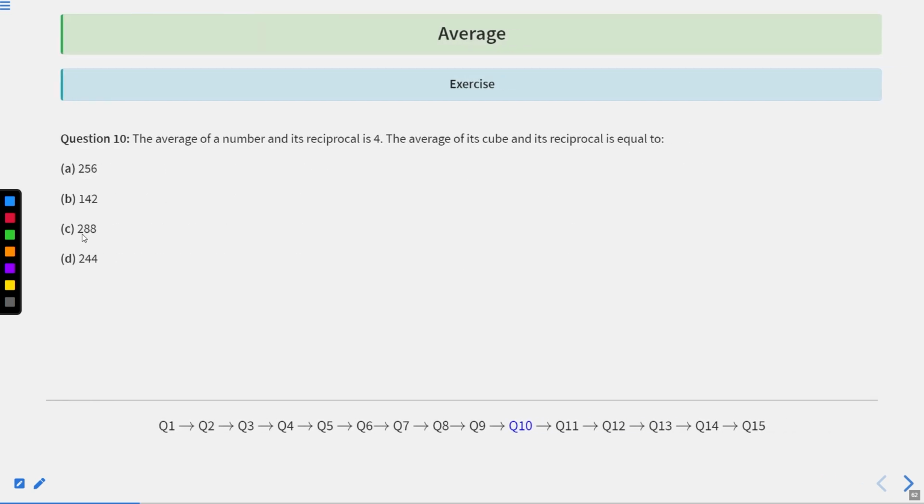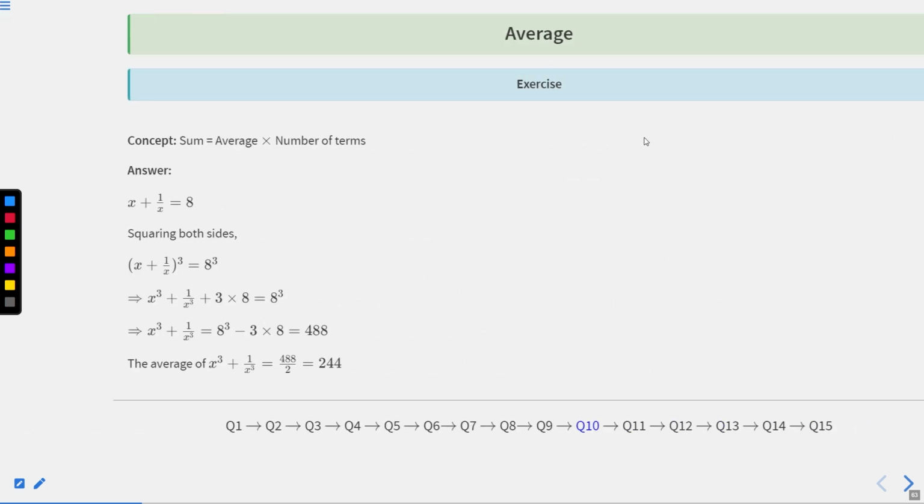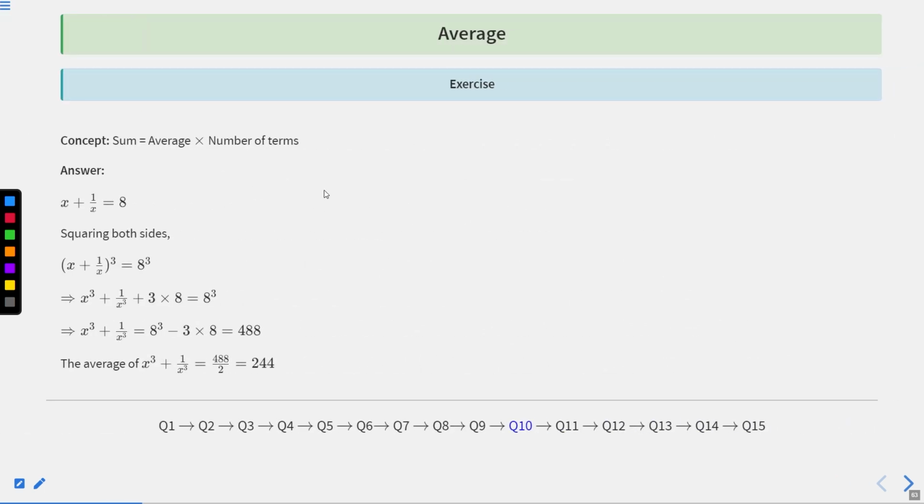Let us move ahead to question number 10. The average of a number and its reciprocal is 4. Suppose I have a number A and another number generated by A, that is its reciprocal, that means 1 upon A, and I take the average, that means (A plus 1 upon A) upon 2, and the average of this thing is given to us, which is equal to 4. Then the average of its cube and its reciprocal is equal to? So the concept that will be useful here will be the sum equal to average times number of terms.